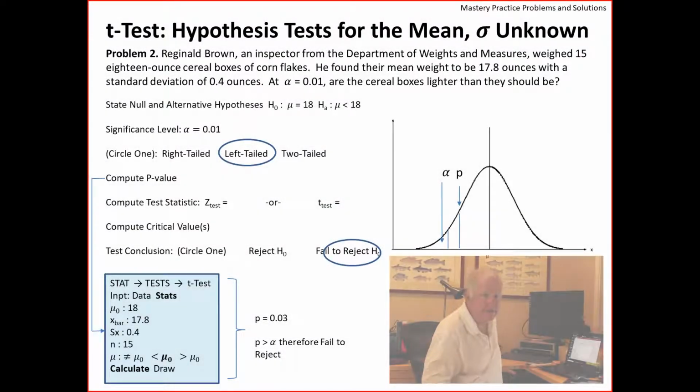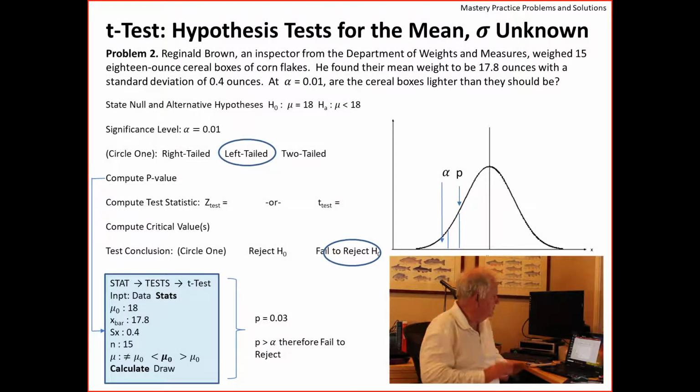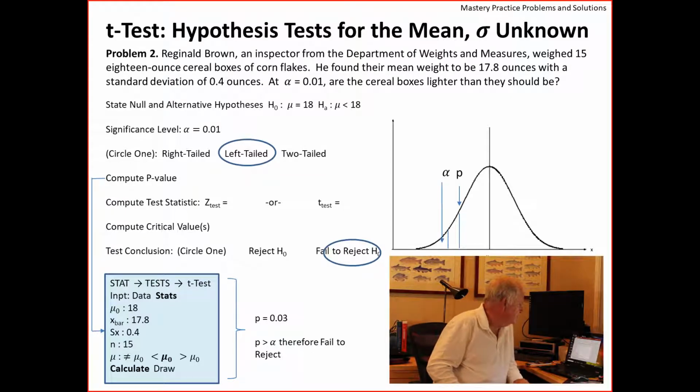All right, problem 2. Let's use our newfound skills to dispatch this problem very quickly. It says Reginald Brown, an inspector from the Department of Weights and Measures, weighed 15 18-ounce cereal boxes of cornflakes. He found their mean weight to be 17.8 ounces with a standard deviation of 0.4, at alpha equal to 0.01. Are the cereal boxes lighter than they should be? Okay, if you got that through my reading, good. If you did not, you might have to look back.